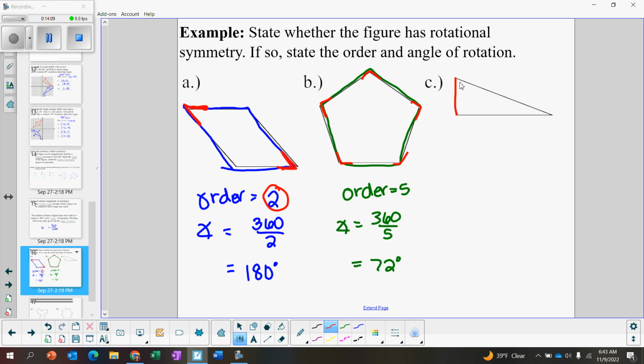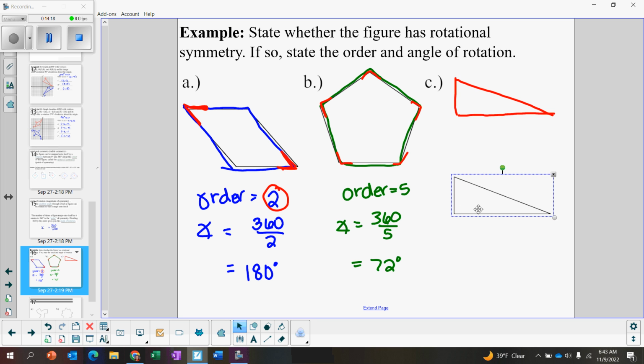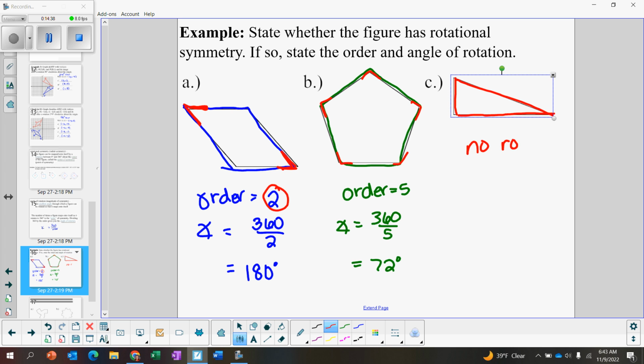My last one, I retrace this one. That was actually pretty good. So I'm going to start turning it. Doesn't look the same. Doesn't look the same. Still doesn't look the same, even when we get to 180. So there's no way I could turn this picture and make it look like it started. So this has no rotational symmetry. I could tell that also by looking at it, because these 3 angles are not congruent to each other. They're all different, so it doesn't have any congruent equally spaced parts.